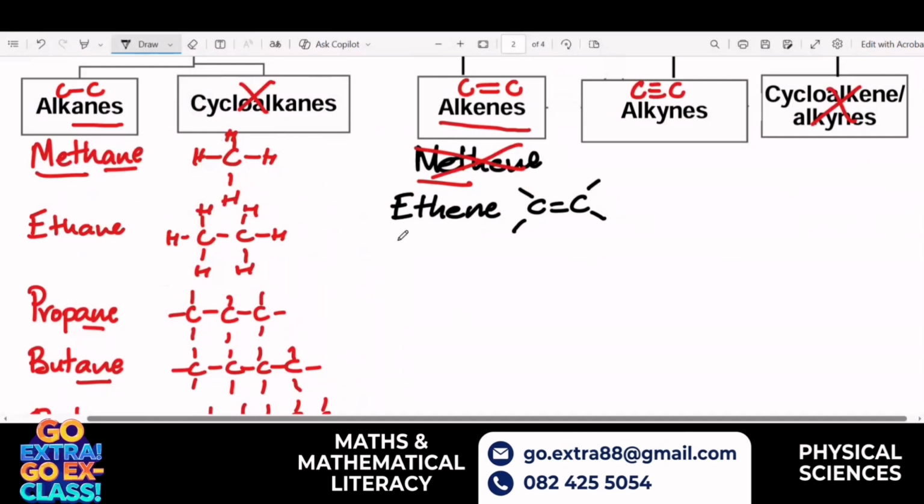And you also have propene. Propene means it's 3, so we're going to continue like that. Add another one. So this is how propene is going to look.